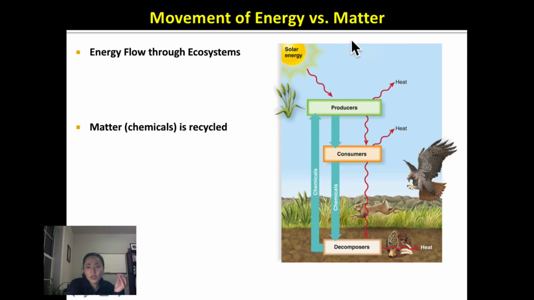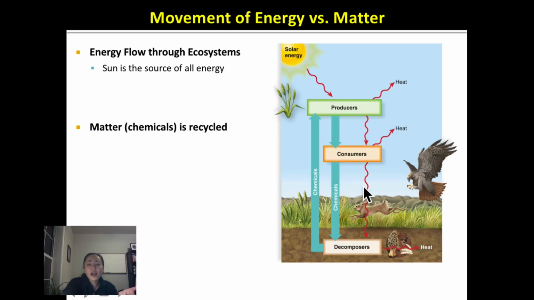If you look at this diagram here, the red lines are showing the movement of energy. Notice that all energy comes from the sun. Without the sun, there would be no energy for an ecosystem to survive. We would not be able to survive without the sun. Plants are able to take that energy from the sun, capture it, and convert it into chemical energy. And then consumers can consume that chemical energy for their own source of energy to do stuff.